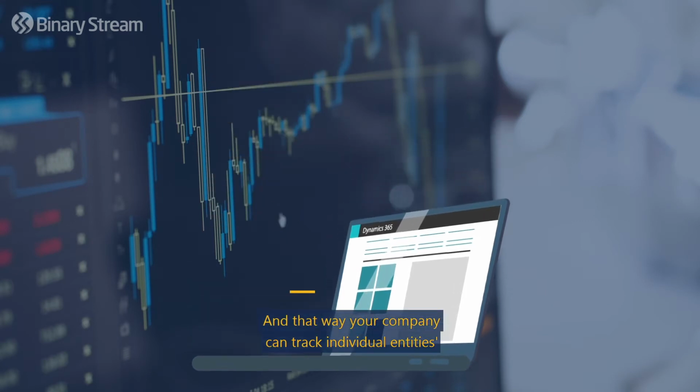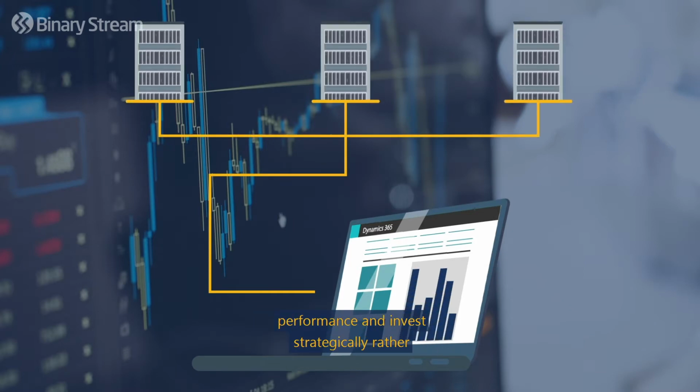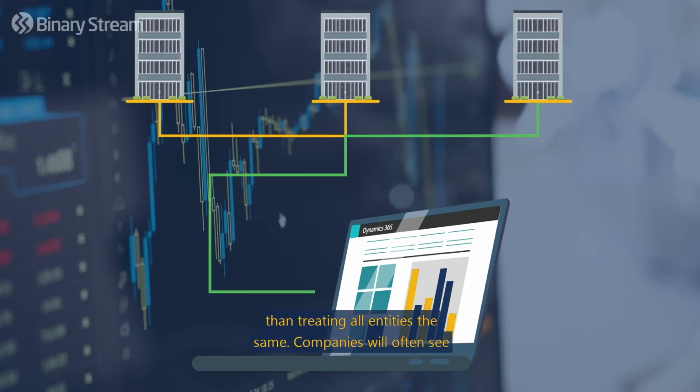That way, your company can track individual entities' performance and invest strategically, rather than treating all entities the same. Companies will often see some entities perform better, so it's crucial to be able to scrutinize and drill down into each entity's financials.